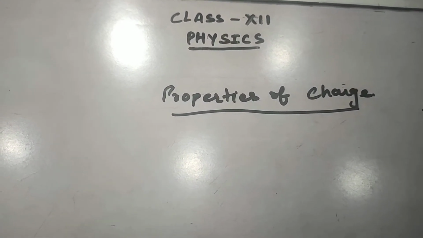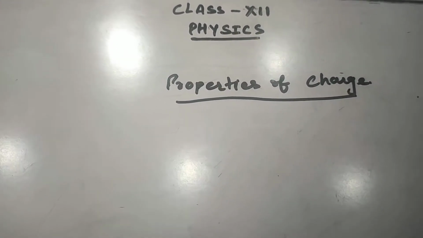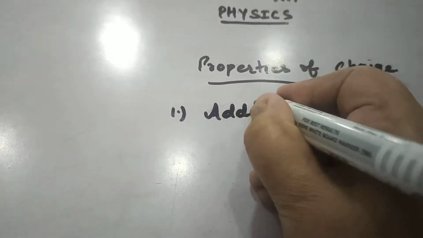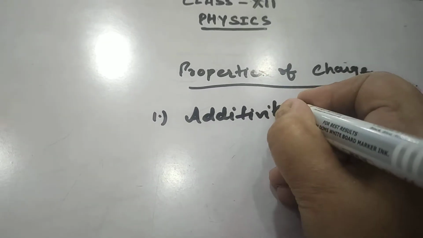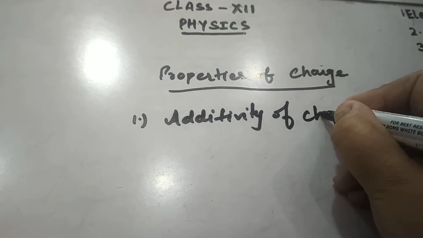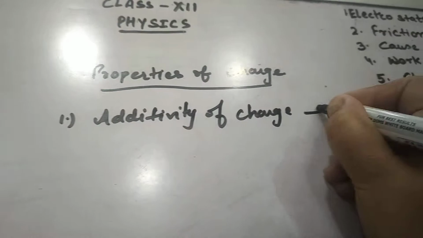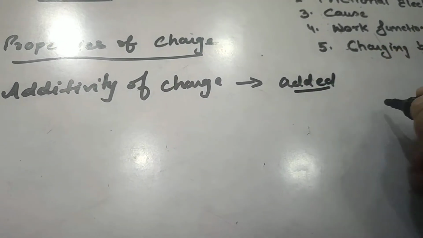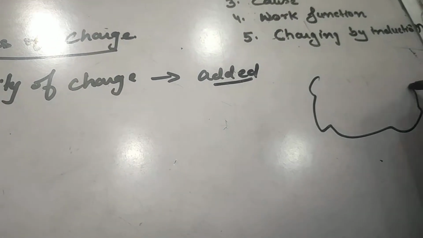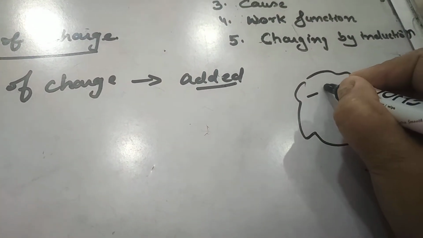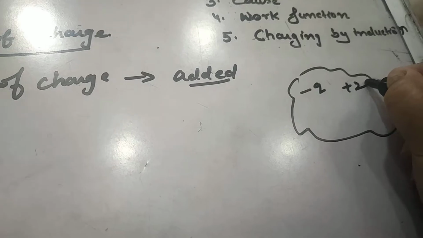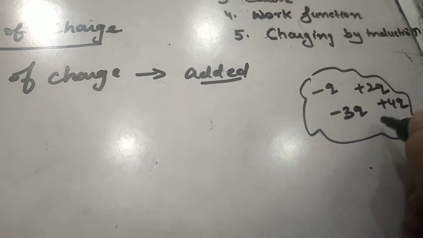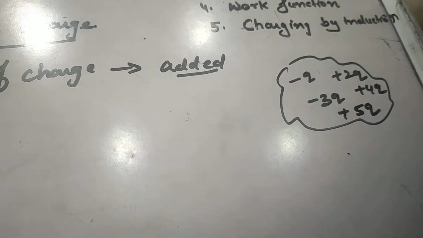But for class 12, there are some specific properties which are: number 1, additivity of charge. Additivity of charge means charge can be added. For example, we are having a system consisting of charge minus q, plus 2q, minus 3q, plus 4q and plus 5q, and so on.